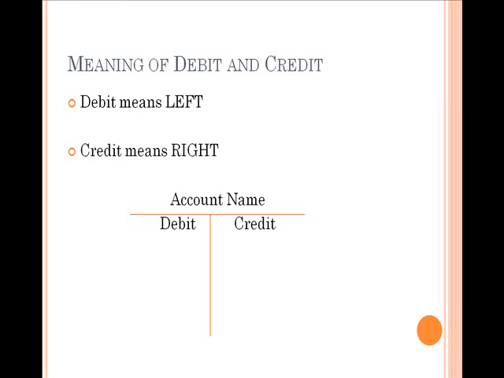Because what debit means as far as accounting goes, and you'll need to keep this straight forever, debit means left and credit means right, and that's all it means. So I've illustrated this in a T account here. A T account is just a visual representation of what's going on in an account. You'd have the account name on top, and then this little T, and debit is on the left side and credit's on the right. So that's all that means.